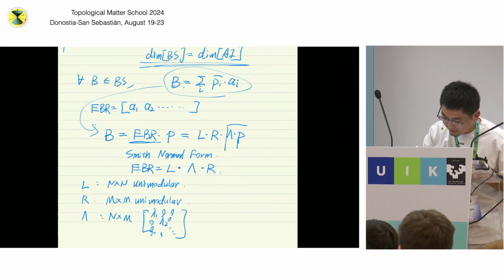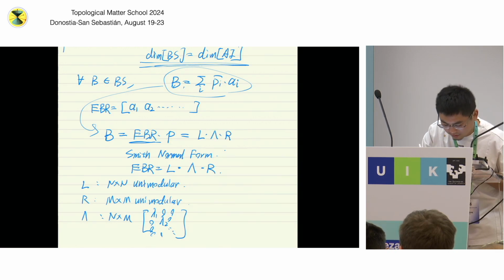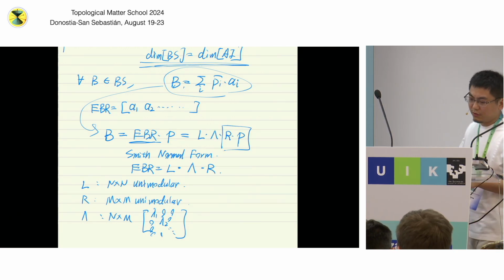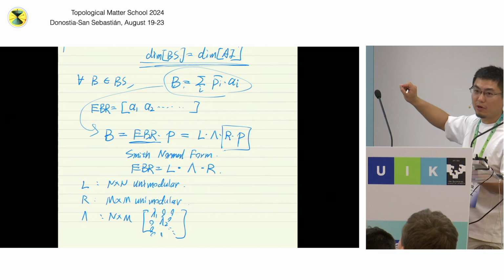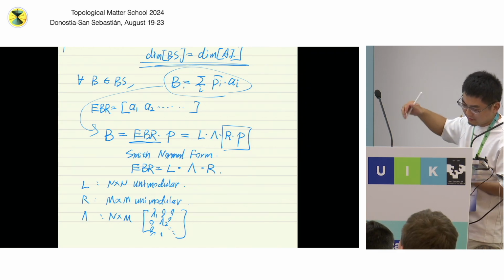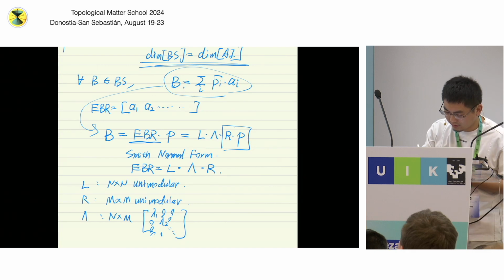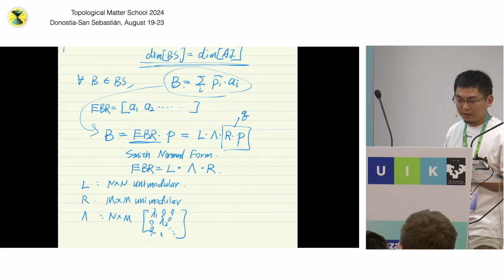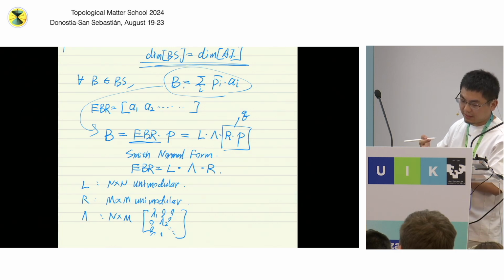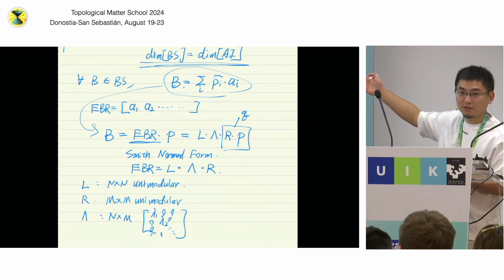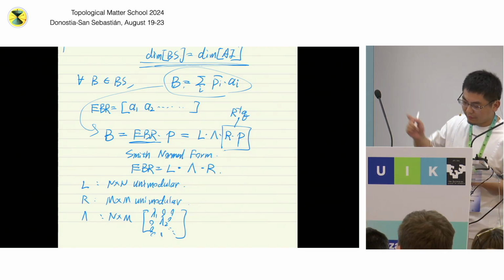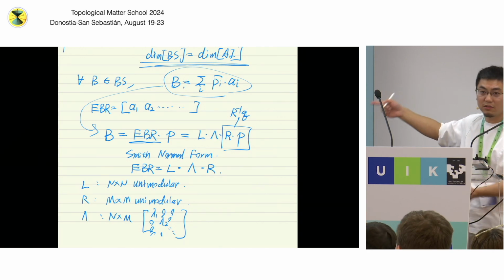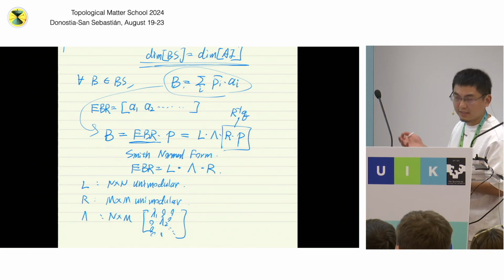Sorry, I wrote it in the wrong order. So our target is to find the integer solution for the P vector. And the good thing now is that R is a unimodular matrix. So if P is an integer vector, so will be RP. We denote it as Q, right? And so the problem becomes to find a solution of Q. If we can find a solution of Q, then we can find the P as R to the -1 times Q, because R is a unimodular matrix. So this property simplifies the problem.